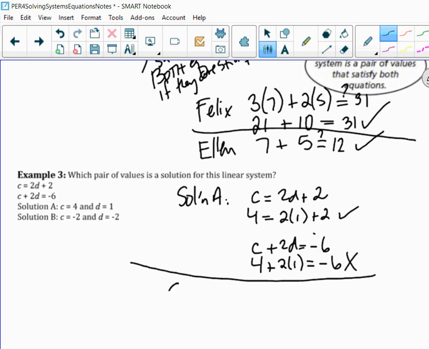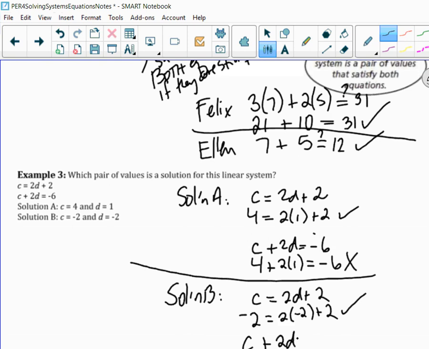Okay, so now we're going to try solution B. C equals 2D plus 2. We're going to sub in -2 equals 2 times -2 plus 2. Does that work? Yeah. Now we're going to try C plus 2D equals -6, and we sub in -2 plus 2 times -2. Does that equal -6? Yep. So which pair? Therefore, solution B is correct.